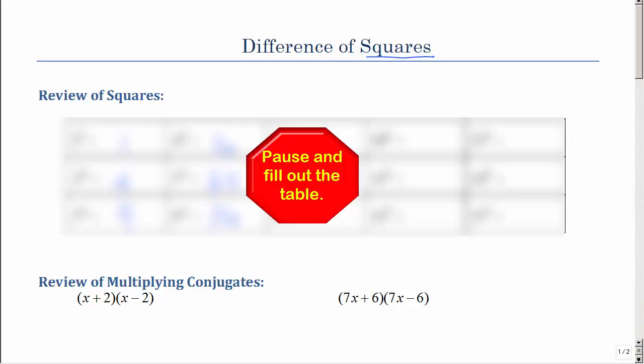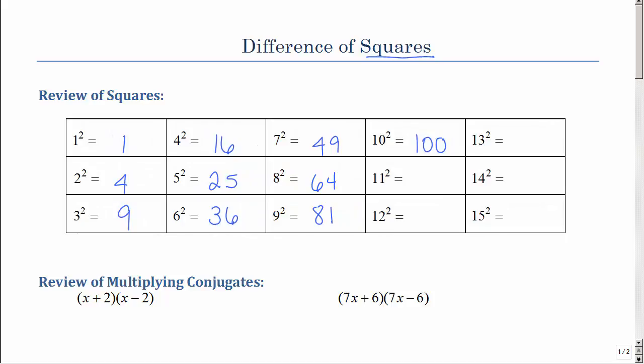How are you doing? Keep going. Hopefully you know up to 10 times 10. Now the other ones after this, you're just going to need to start learning. 11 squared is 121. 12 squared, 144.